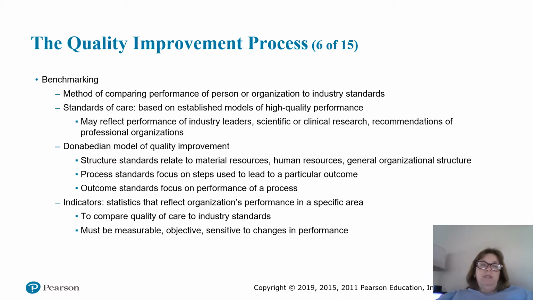In the Donabedian model of quality improvement, structure standards relate to material resources, human resources, and the overall organizational structure. Process standards focus on the steps used to lead to a particular outcome. Outcome standards focus on the performance of a process. Indicators are statistics that reflect the organization's performance in a specific area. Again, we want to compare the quality of what the facility is doing to a facility that has a high quality of care. And indicators must be measurable, objective, and sensitive to changes in performance.